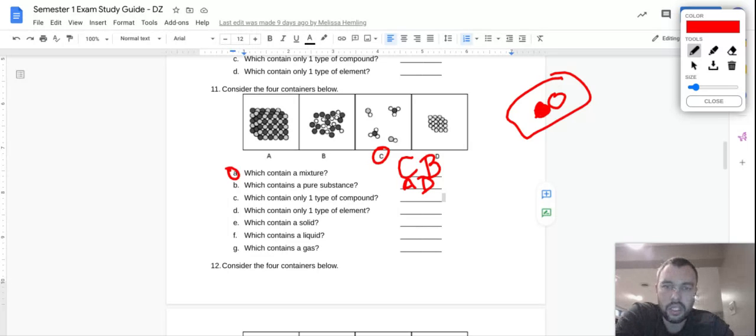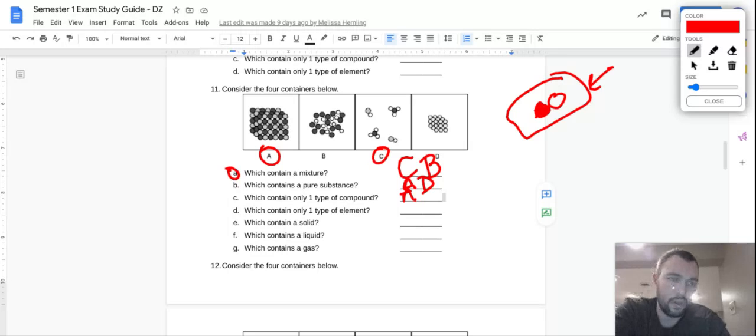C, which contain only one type of compound. Okay, so a compound, remember, is two or more. They're different shapes, or maybe they're the same shape but different colors, but two things that are different. They have to be bonded to each other, and only one type here. So I'm going to go with A on that one because we have this.